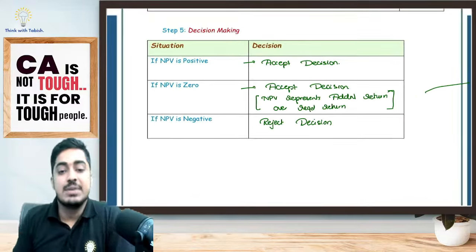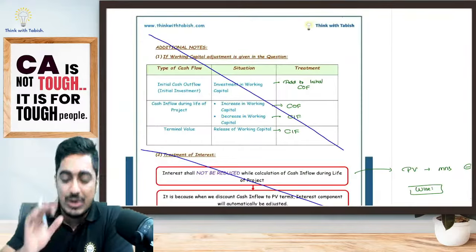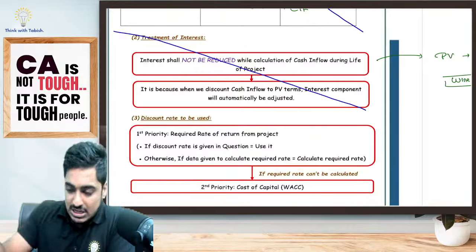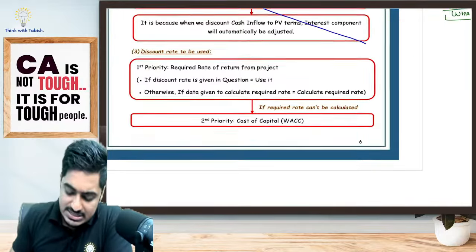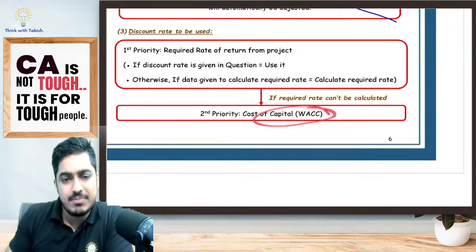I'll tell you, even if my NPV is 0, I will accept the decision. Is this clear, everyone? Now, additional working capital adjustment is not required. Interest, I've told, we will not be reducing it, because while we are calculating present value, it gets adjusted. Discount rate, if the question tells you, we will use that. Otherwise, if cost of capital is given, we will be using that.